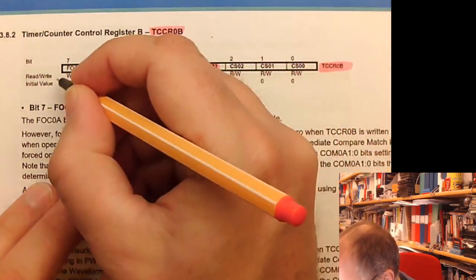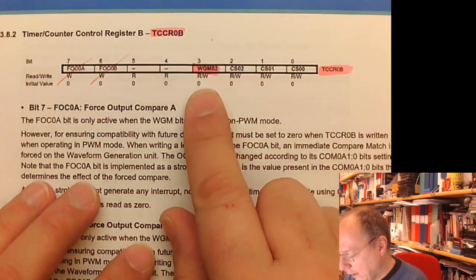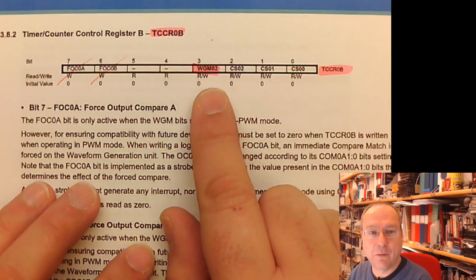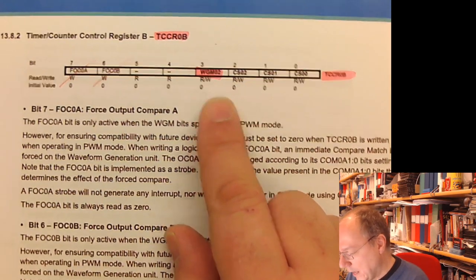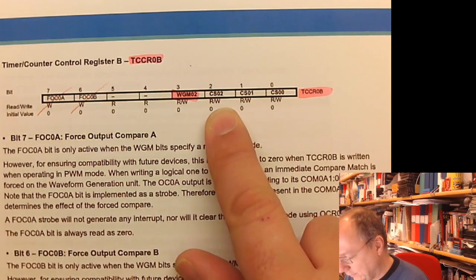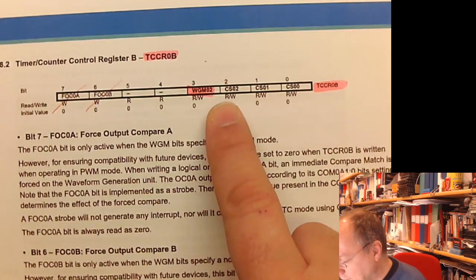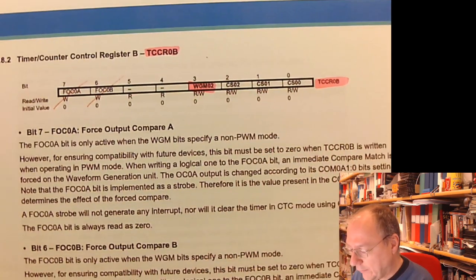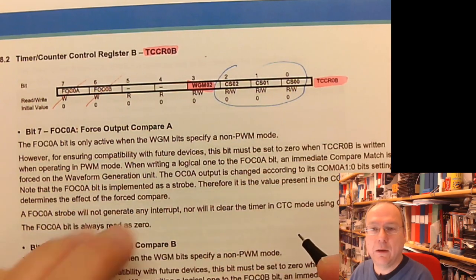So we don't care about these. And this one we already identified. We want to put a zero there because this is our control bit telling us we're running in normal mode. And then we have the clock select. It doesn't say, but CS stands for clock select. And we have a group of 3 bits again, which seem to belong together.